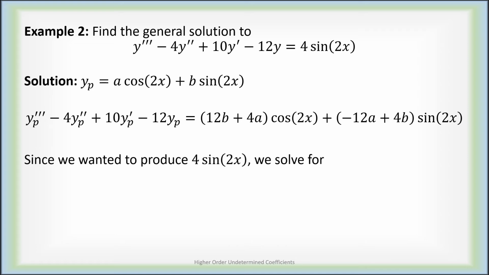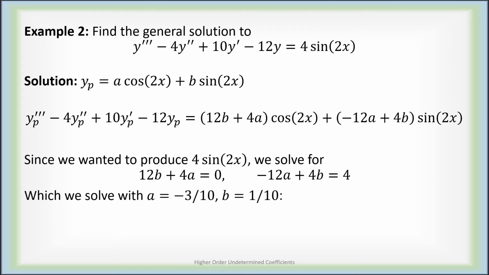We wanted to only produce 4 sine of 2x. Therefore, the coefficient on the cosine of 2x should be 0, while the coefficient on the sine of 2x should be 4. 12b plus 4a is 0. Negative 12a plus 4b is 4. This is just two equations and two unknowns.